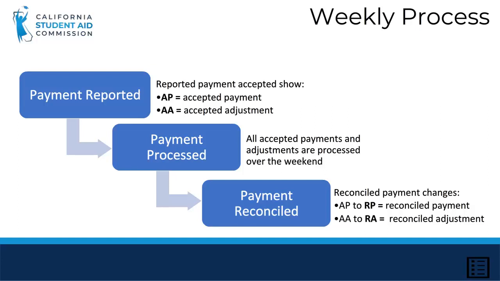All payments reported during the week are reconciled during the weekend. The payment reported will remain in an AP, accepted payment, or AA, accepted adjustment status until the reconciliation process occurs. All accepted payments and adjustments are processed over the weekend, and once the weekly reconciliation process runs, the APs or accepted payments change into RPs, reconciled payment, and AAs will change to RAs, reconciled adjustment.